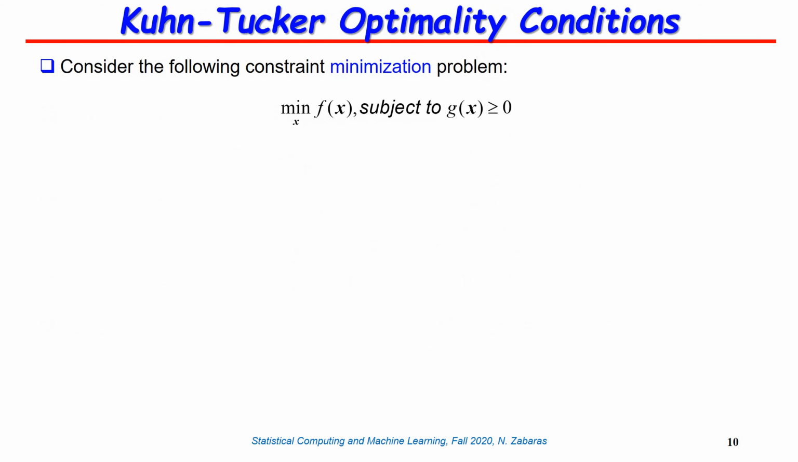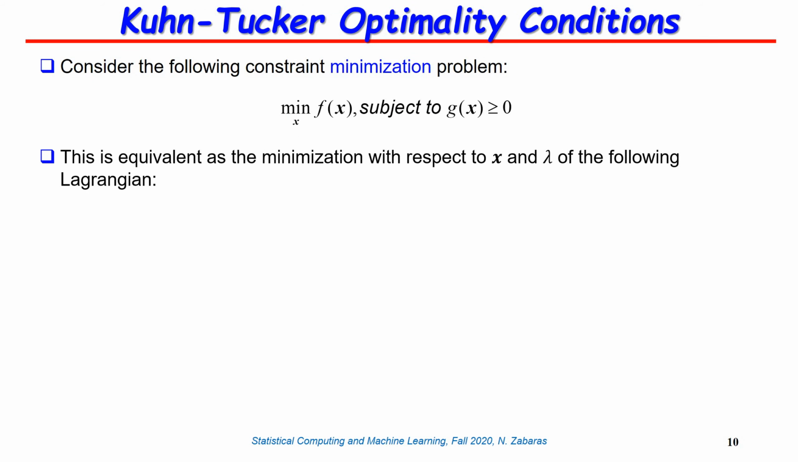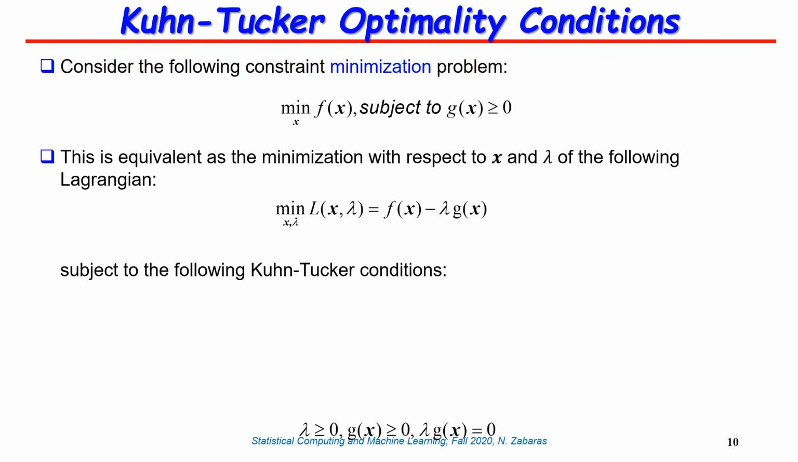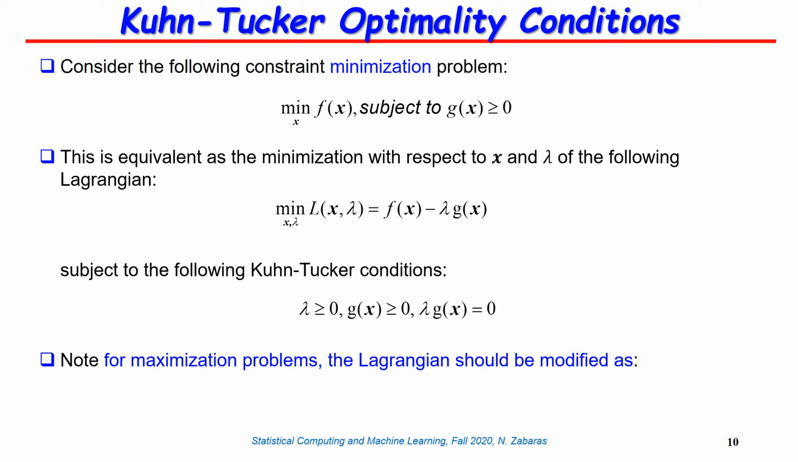For those who are interested in the general conditions for constrained optimization, I summarized them on this slide. I'm mainly discussing the minimization problem of a function with a positive constraint, or g of x being greater than or equal to 0. You have to be very careful with the signs that you use. For example, the constraint here is greater than or equal to 0, and you can see the augmented Lagrangian has minus lambda times g of x.